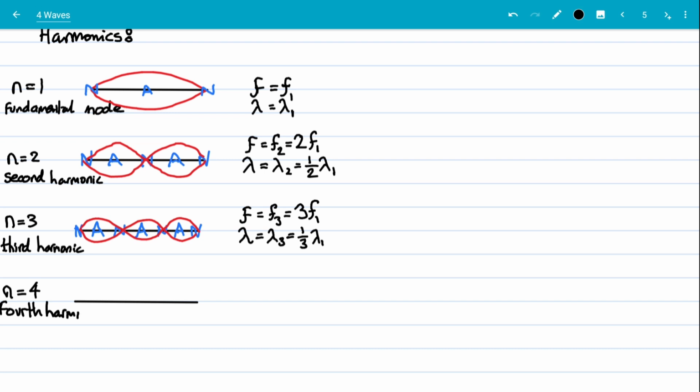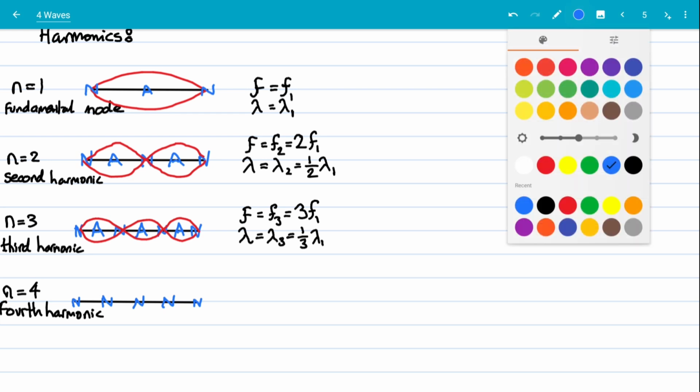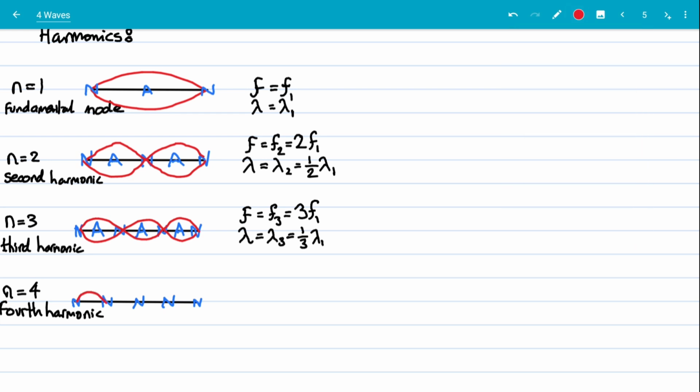Spelling's hard. Harmonic. So here we go for our fourth harmonic, also called the third overtone. Oh no, that's complicated. It doesn't get any easier. So here's some nodes, and we're going to have antinodes in between them. I'm not going to draw the antinodes because it's going to start getting a bit cluttered, but they're there. And we have that at one instant in time, and then half a time period later, it's going to look like that, and oscillate between the two.